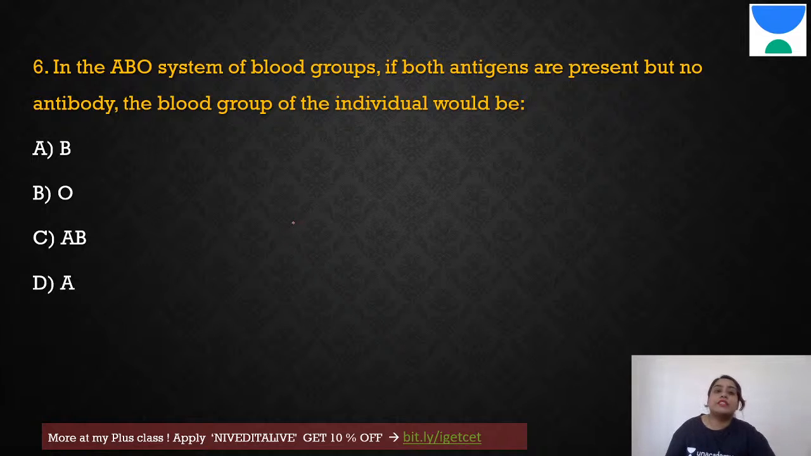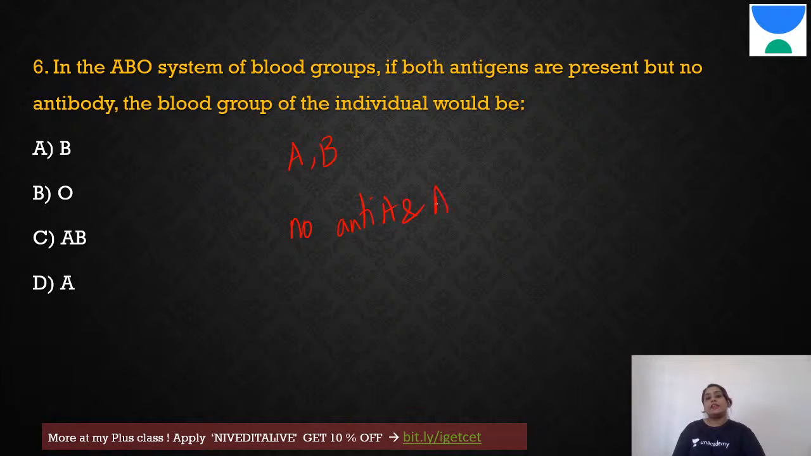In the ABO system of blood groups, both antigens are present but no antibody. The blood group of the individual would be B, O, A, B, or A? What would it be? Both antigens are present, so A is there, B is there. No antibody, so anti-A is not there as well as anti-B is not there. So it is a clear indication that both antigens are there, that it is AB blood.